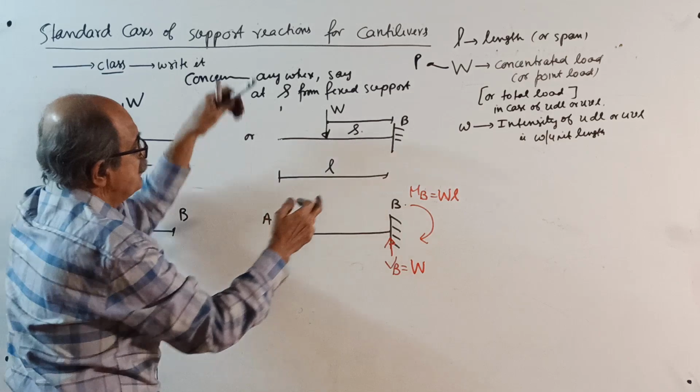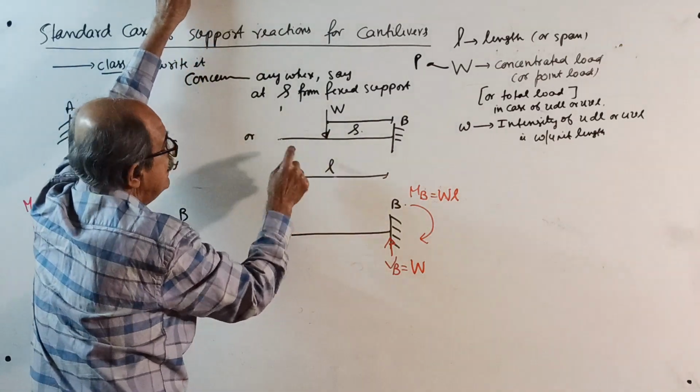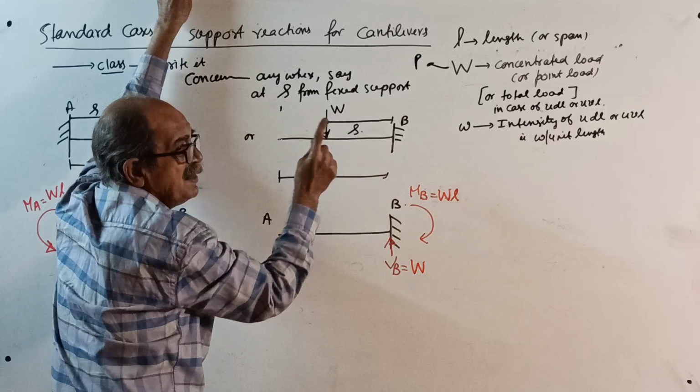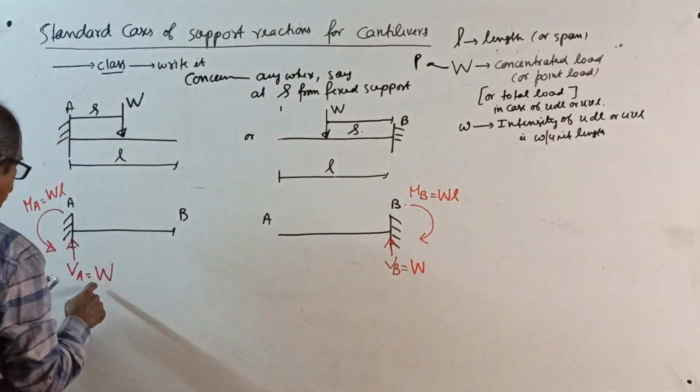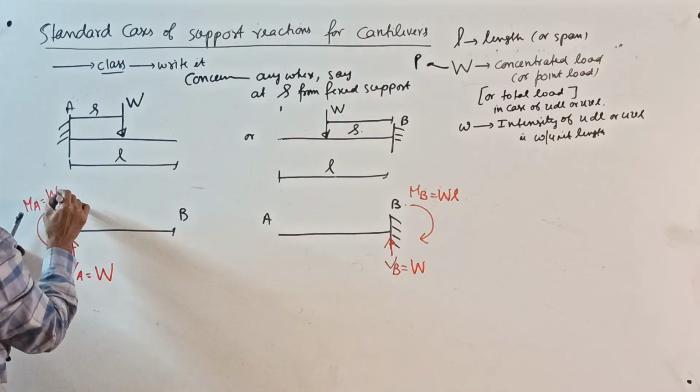Same thing here. See, suppose span is L. A load is given, the span is 3 meter. They will tell this is 1 meter. You should not take 1 meter. From fixed support, it becomes 2 meter. Okay, answer. VA is W, VB is W. This will become WS.